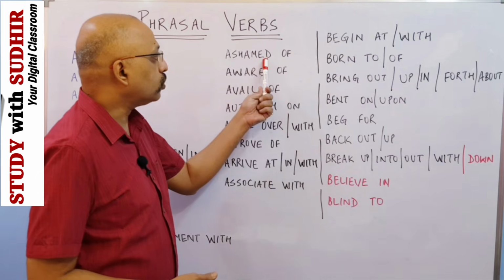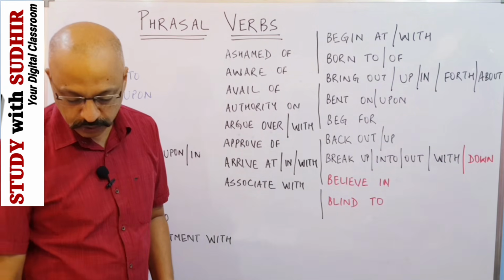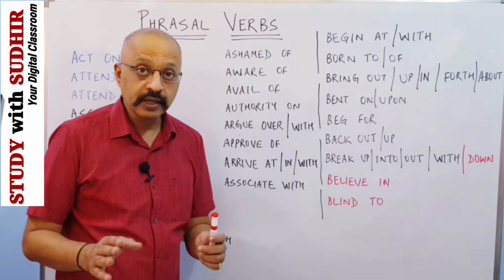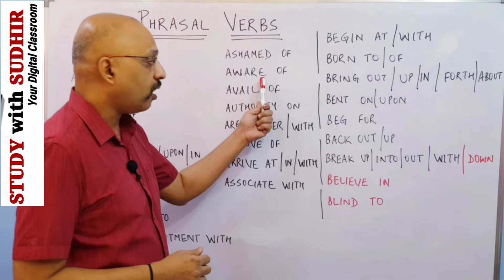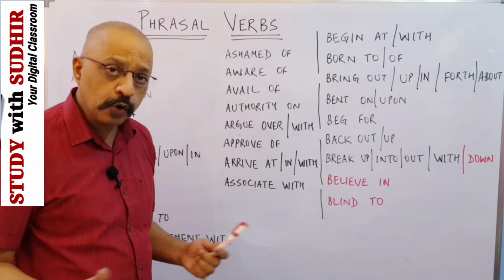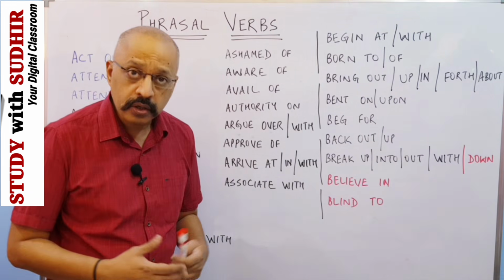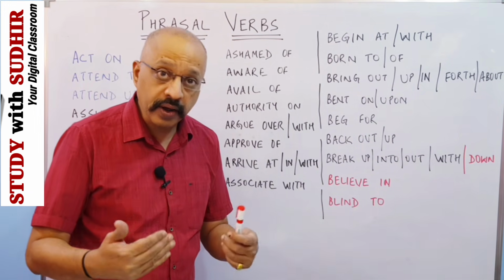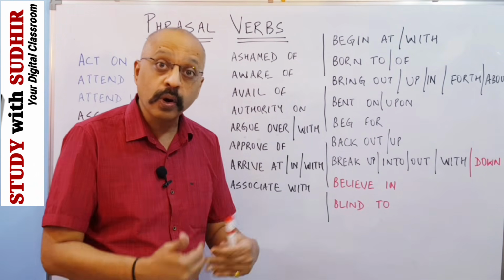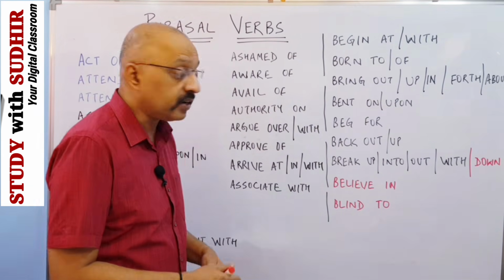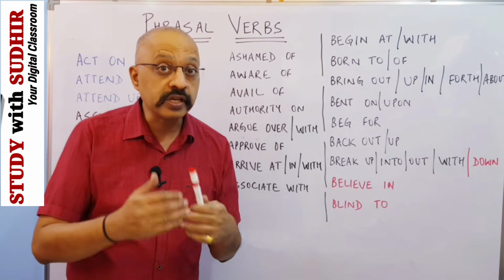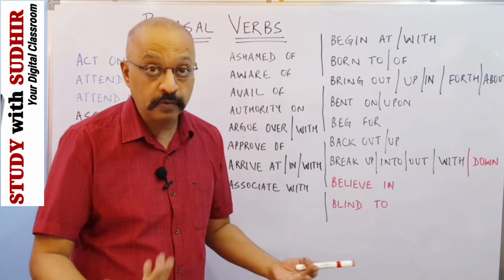Now we come to ashamed. When it comes to ashamed, you should be ashamed of yourself. Okay, you should be ashamed of yourself. Aware, pretty much the same thing. Are you aware of the theft in your neighborhood? You're asking a question: are you aware? आपको मालूम है क्या कि आपके पड़ोस में चोरी हो गई थी? Are you aware of the theft in the neighborhood? Translating from Hindi to English will never work because Hindi does not have the same kind of system of phrasal verbs.